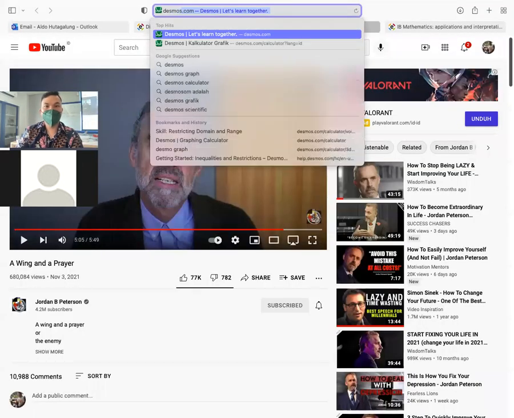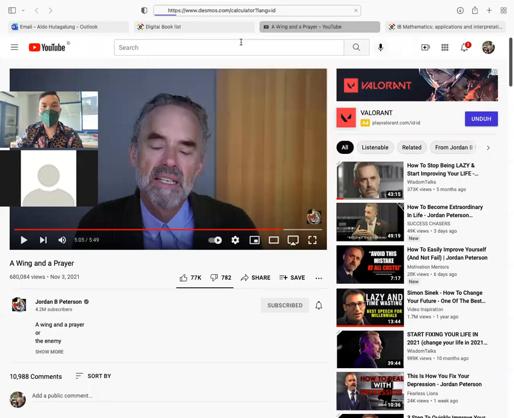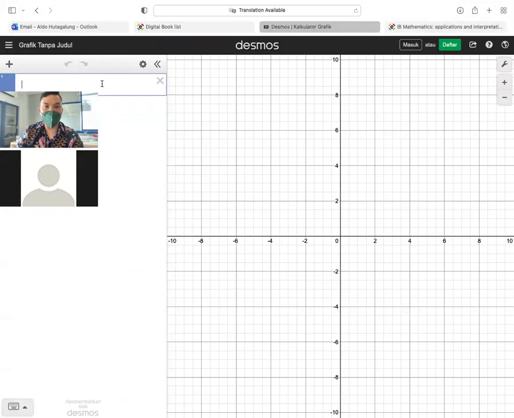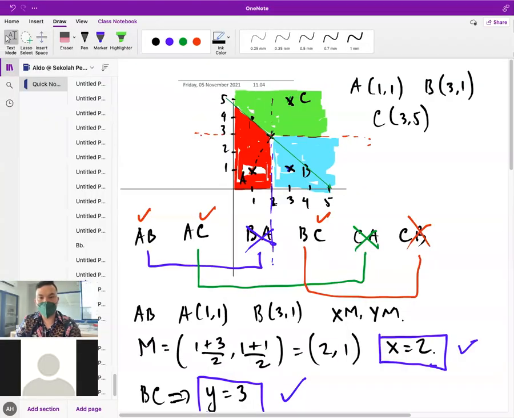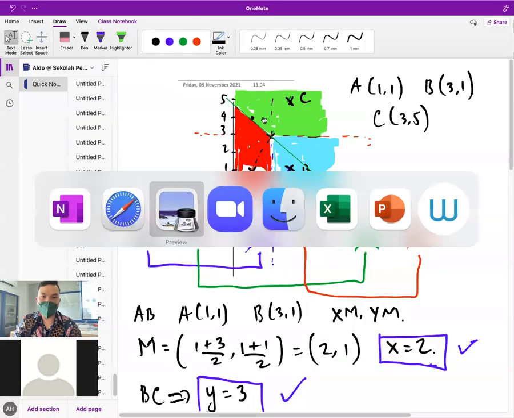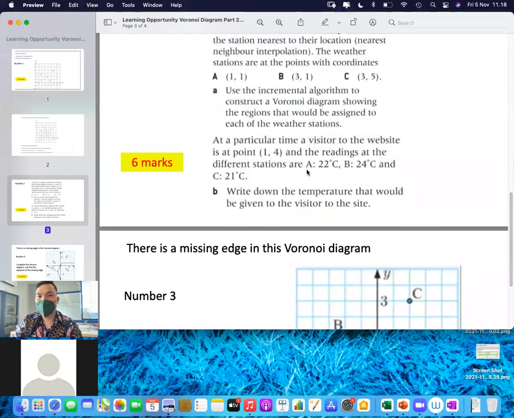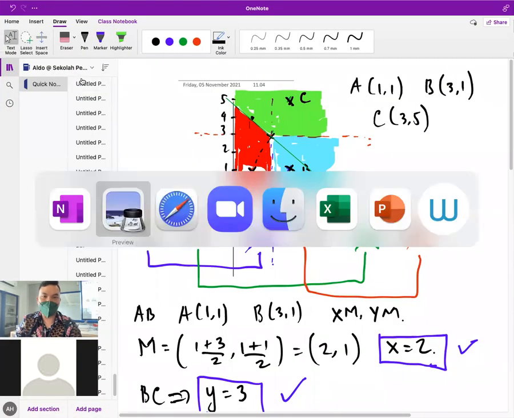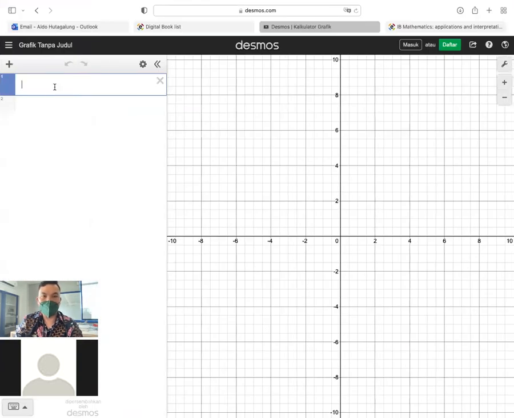Desmos. What I mean by Desmos is that we can use it to clarify and make sure my assumption is right. I think the answer is C, so the temperature is 21 degrees Celsius. But I could be wrong, so we can make sure by using this.